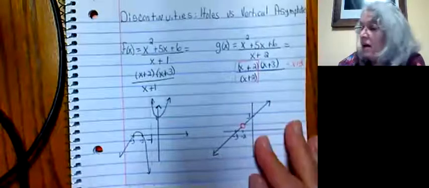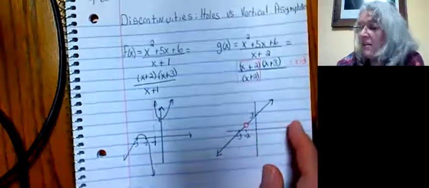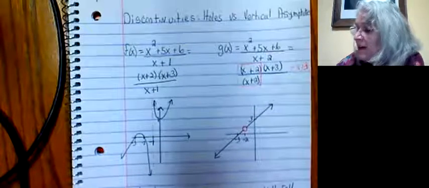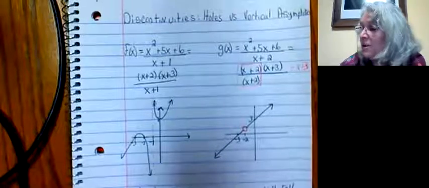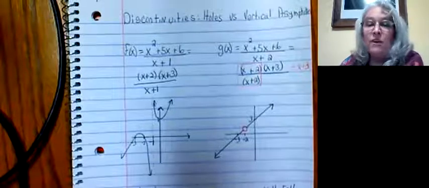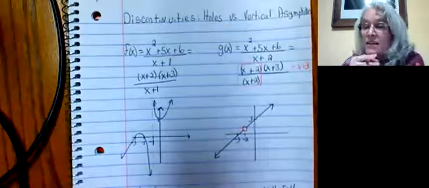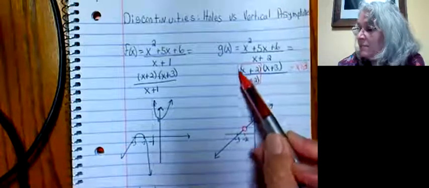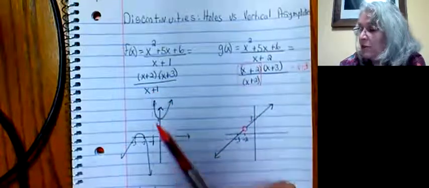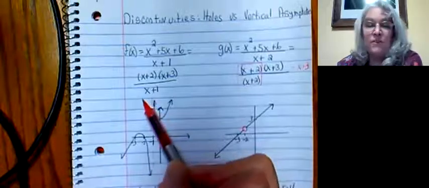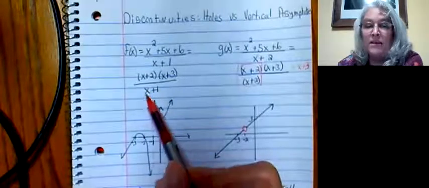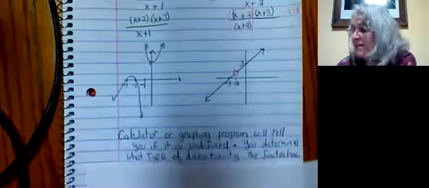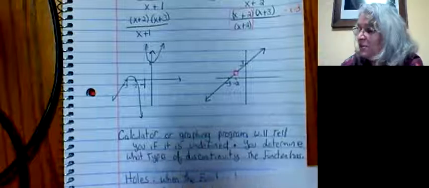All right, the deal is on any graphing calculator or any graphing program, it will not tell you which type of discontinuity you have. You have to recognize which one it is. And you know you're going to have a hole when you have this giant one. And you know you're going to have a vertical asymptote when your denominator becomes 0. So here, where x = -1, I've written that down here. Because it will not tell you. You're the one who has to think about it.